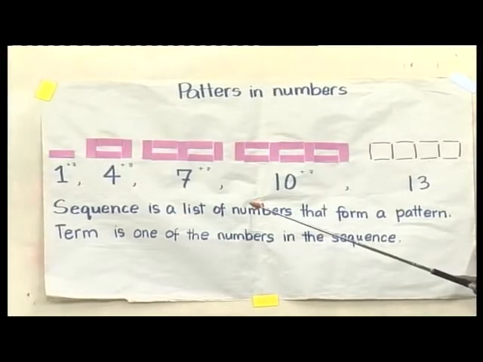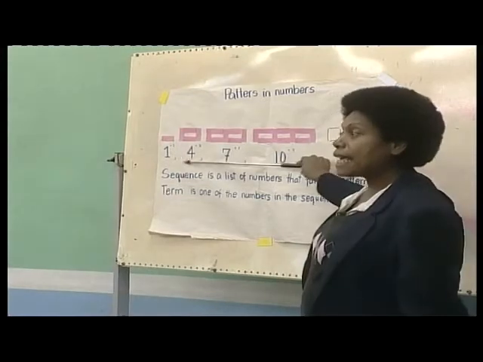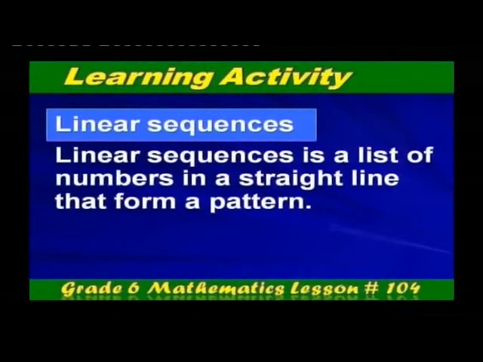Again, a sequence is a list of numbers that form a pattern. So if we're talking about a linear sequence, it's the same. It's a list of numbers in a straight line that form a pattern.